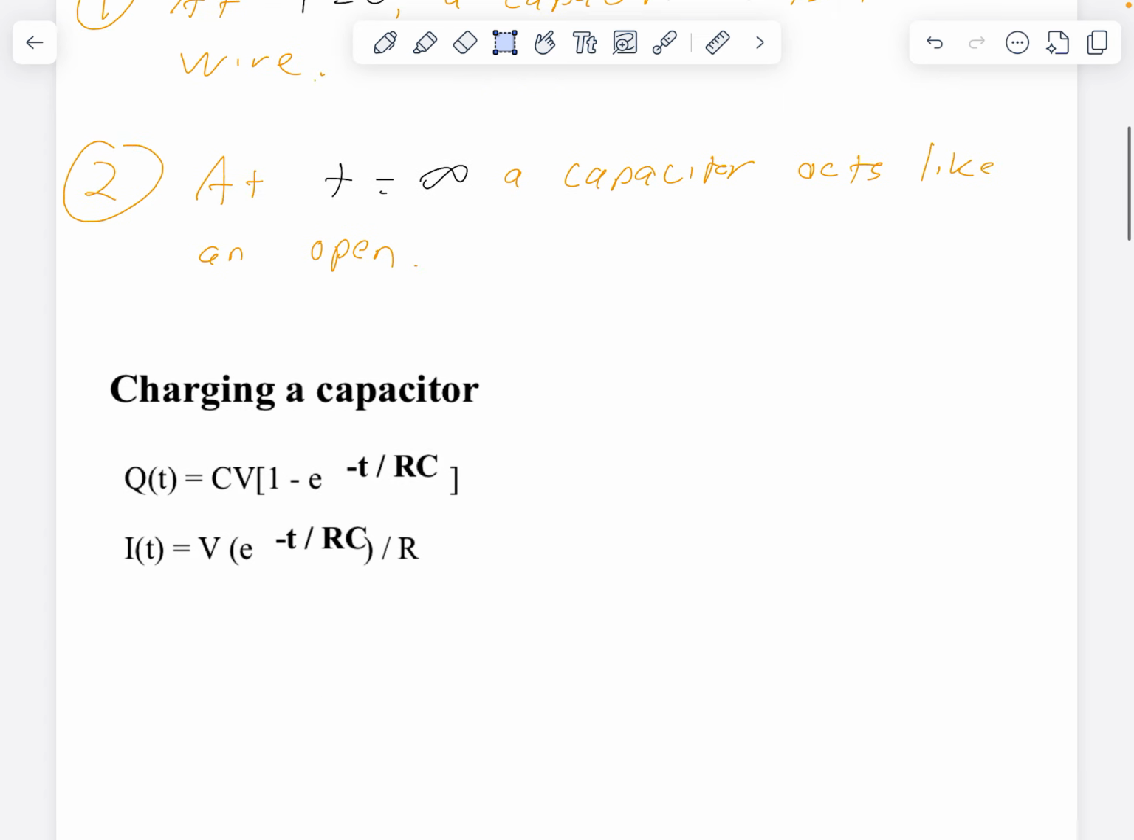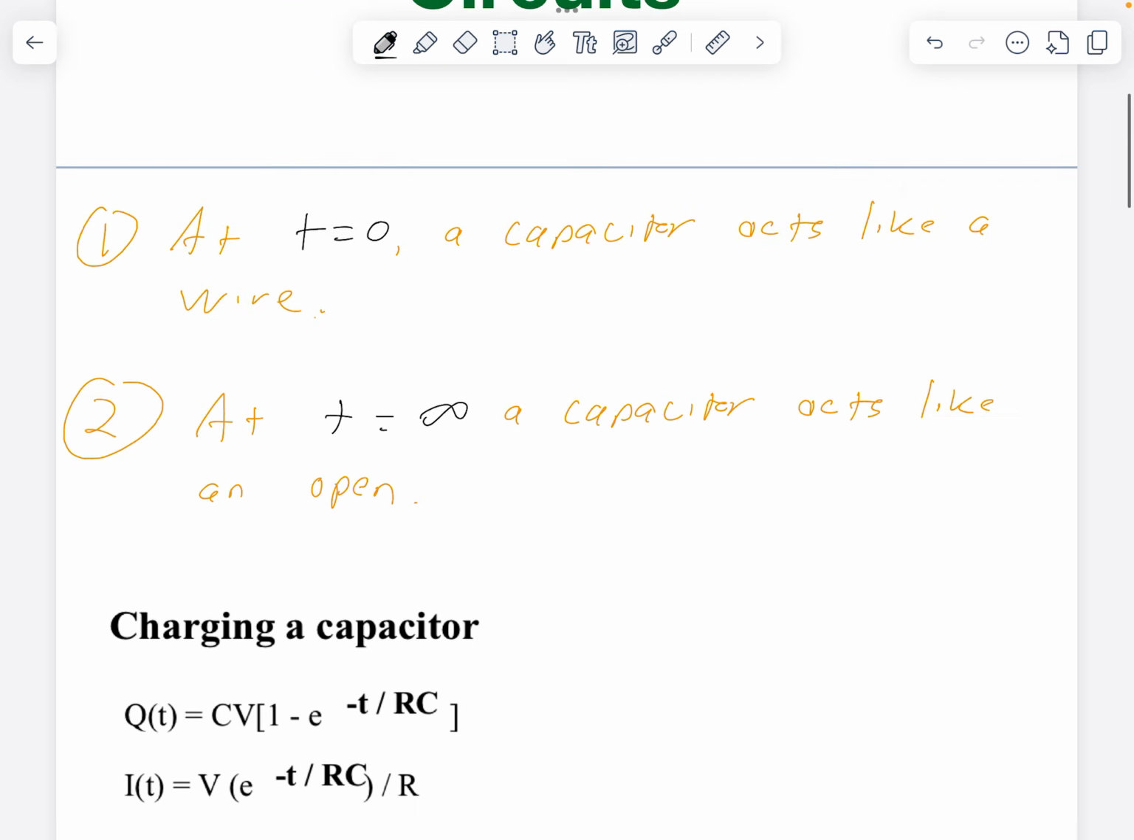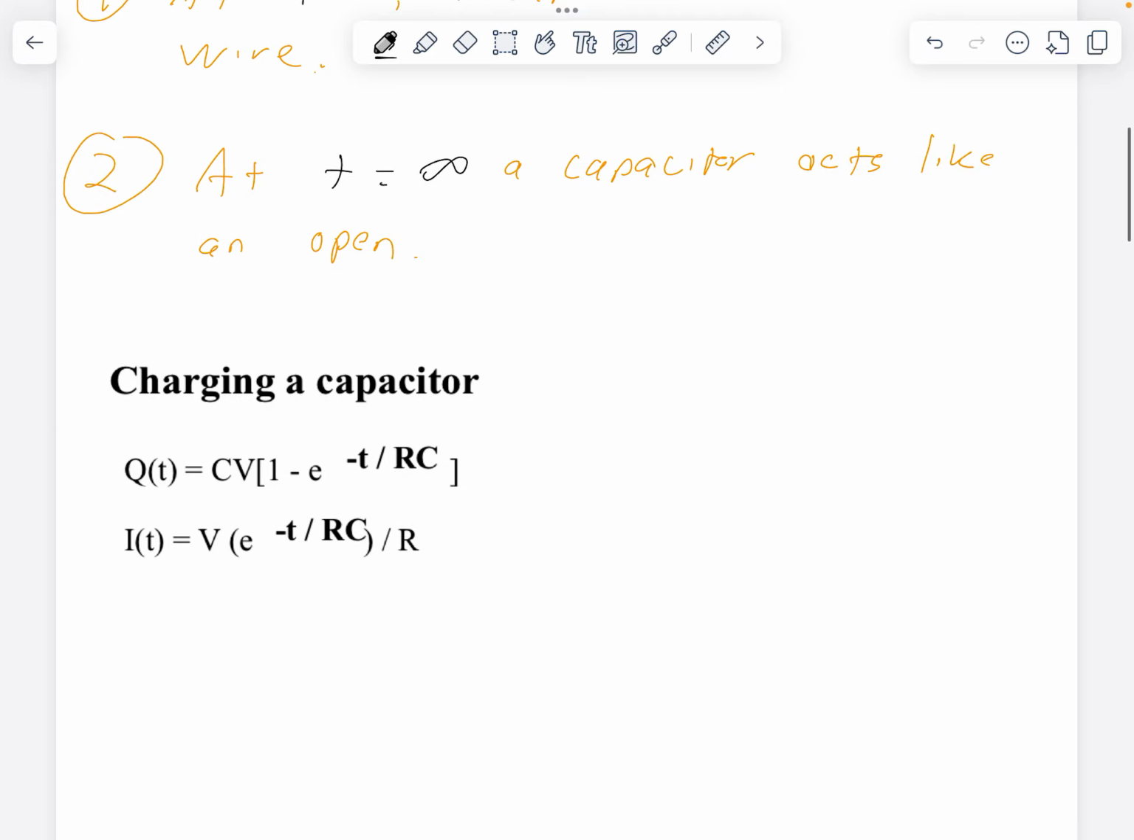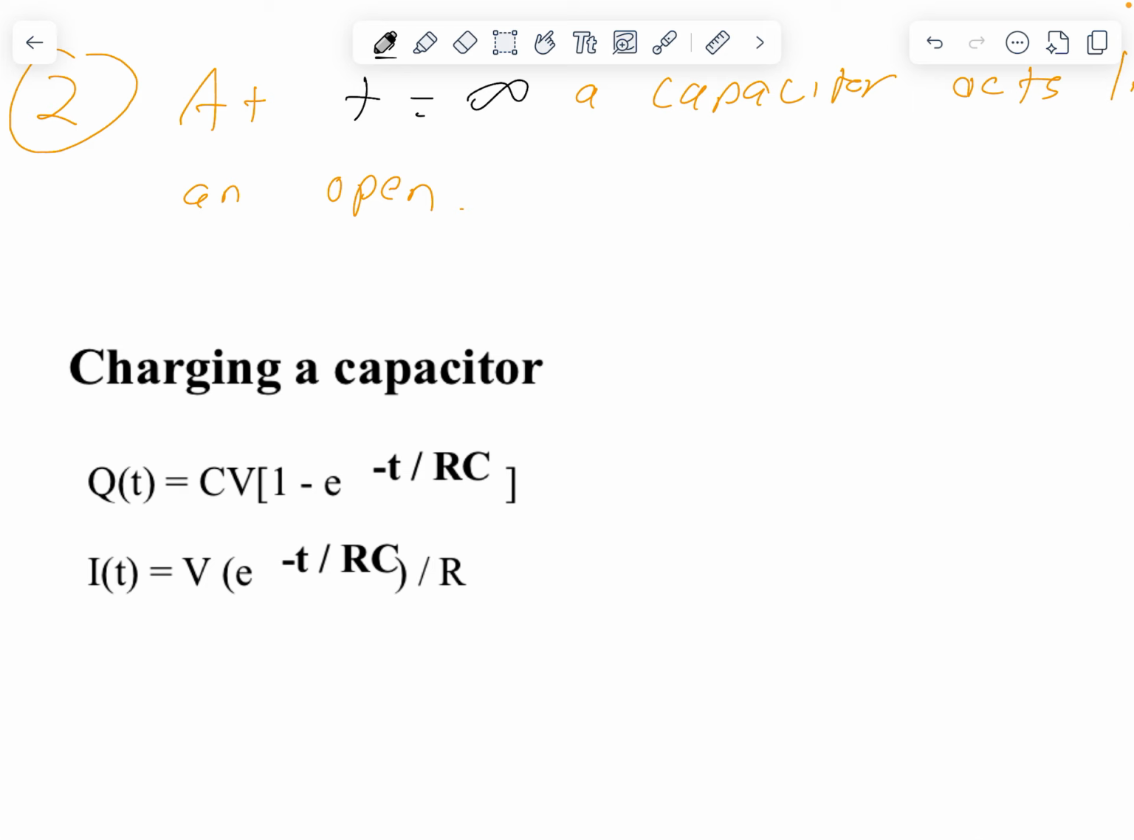These are the two equations that we derived for charging a capacitor. One defines the charge on the capacitor at any given point in time. The other is the current through the capacitor at any given point in time. So if we look at this initial condition, I say at time zero the capacitor acts like a wire. What does that mean? If I look at this formula and try to substitute in time equal to 0, what do I get?